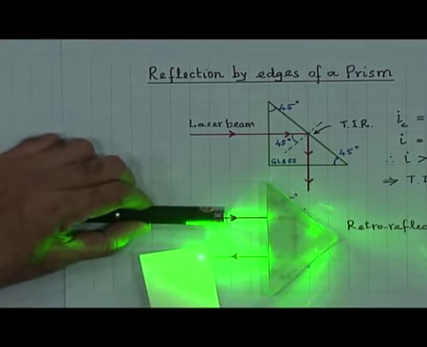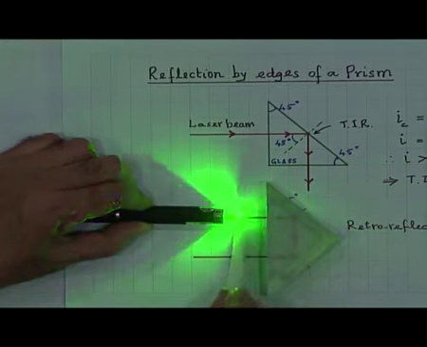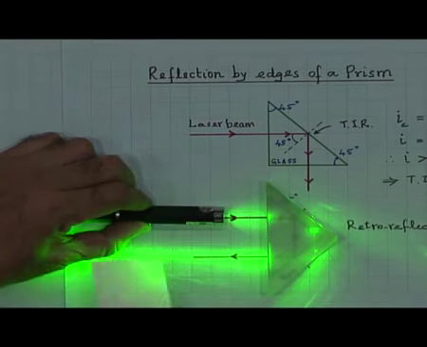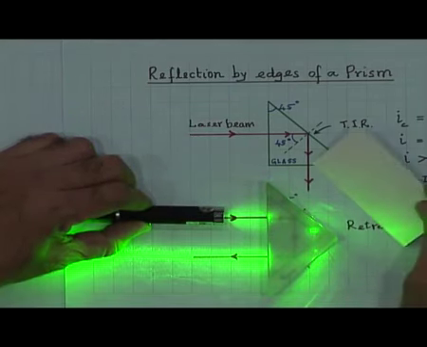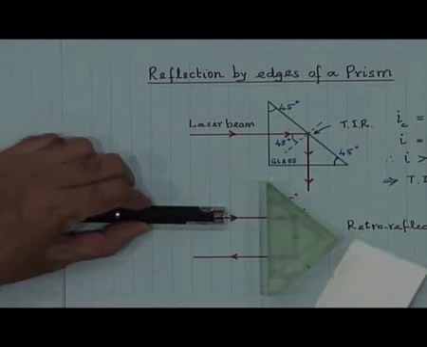We can see here that it is following exactly the same path. This is the input beam which I have blocked now, and this is the reflected beam, and there is no output light here, there is no laser beam on both the sides here.